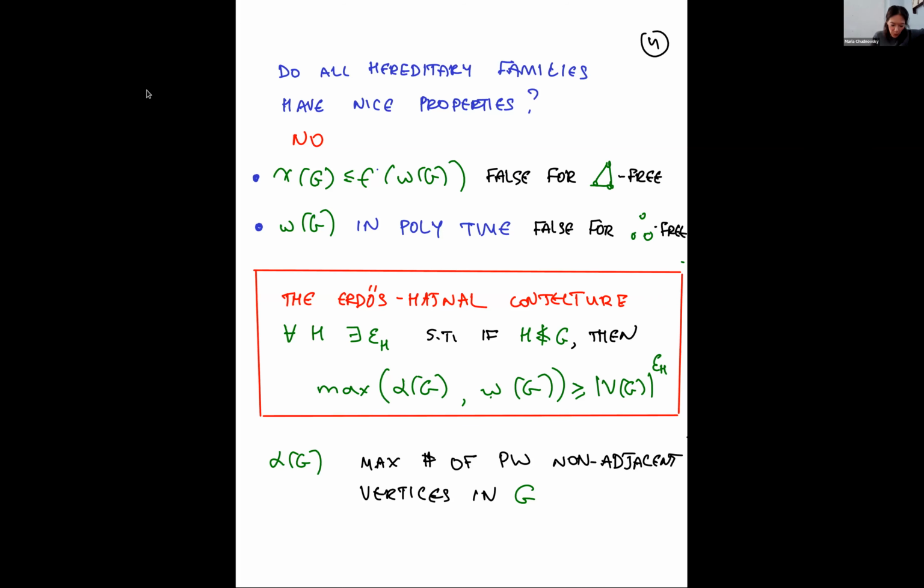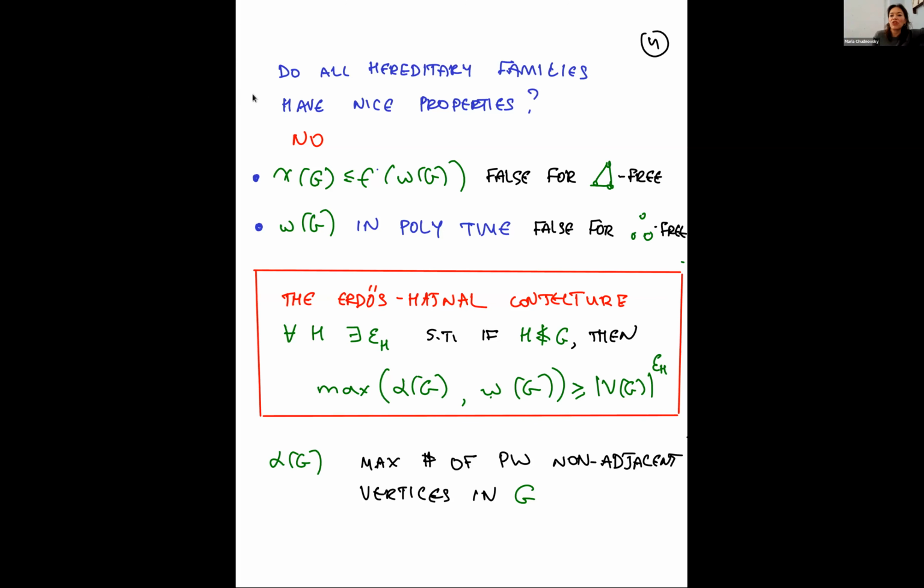Now what properties are nice? Well, let's build up from perfect graphs. For perfect graphs, the clique number and the chromatic number are the same for all induced subgraphs. What if I ask for something much weaker? Say the chromatic number is bounded above as a function of the clique number. A lot less, right? Not equality, just bounded by a function. And even that is false in general.